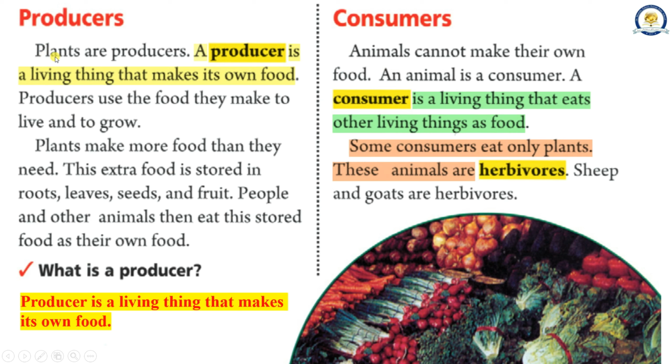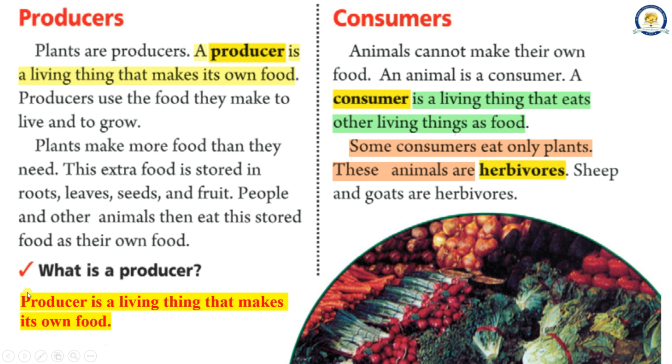Producers. Plants are producers. A producer is a living thing that makes its own food. Producers use the food they make to live and to grow. Plants make more food than they need. This extra food is stored in roots, leaves, seeds, and fruit. People and other animals then eat this stored food as their own food.